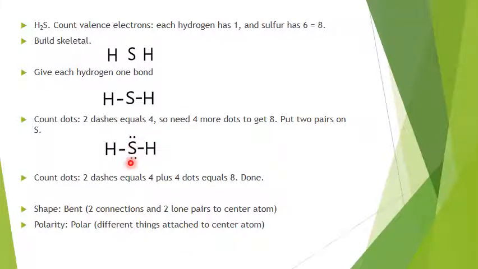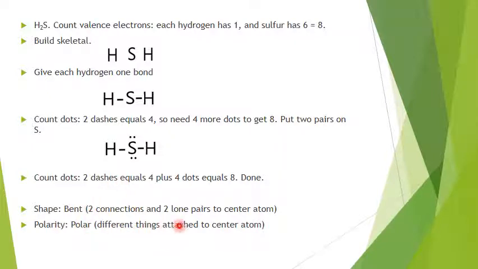What's the shape? So this molecule has 2 connections and 2 lone pairs. So this would be bent. Now, if it did not have lone pairs, it'd be linear.